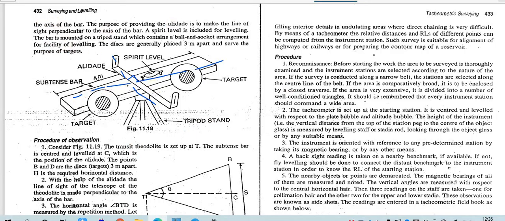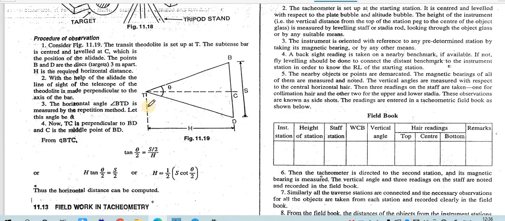Now, how will you do the observation with this subtense bar? Consider a transit theodolite set up at point T. Suppose there is a transit theodolite which has been fixed at point T. Now the subtense bar is centered and leveled at point C. Wherever you need to find the horizontal distance, at that point you will have to set up your subtense bar.